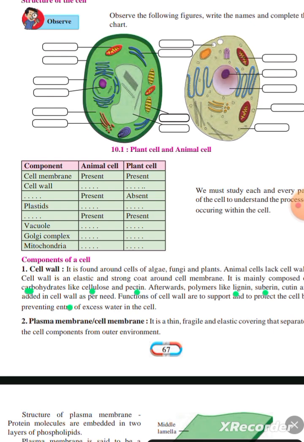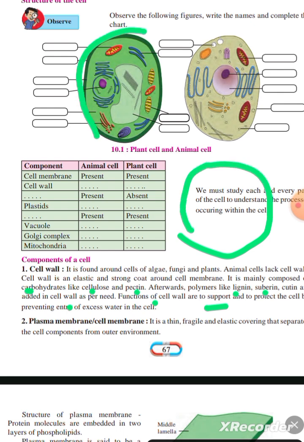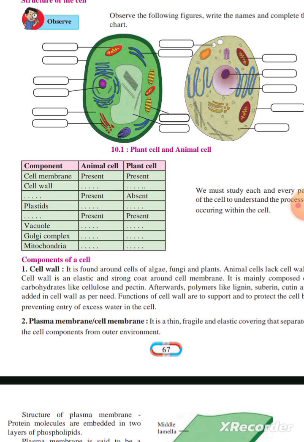Okay. Function. What are the functions of the cell wall? The function of the cell wall is to support the cell. That means it is the boundary that protects the cell. You can see this is our cell, so this is the first boundary that is protecting the cell. Okay. It mainly protects the cell by preventing entry of excess water in the cell.